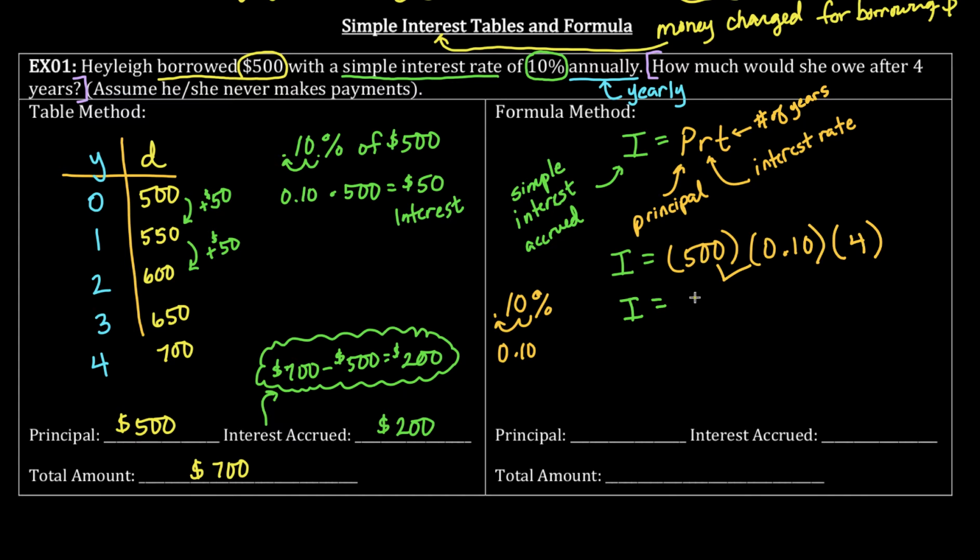So 500 times 0.10 is $50. There's the 50 right here, right? 50. And we're going to add 50 4 times. So my total interest is $200. I guess I should put that back in green. No, like that.